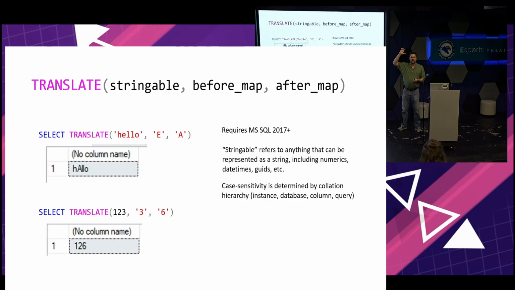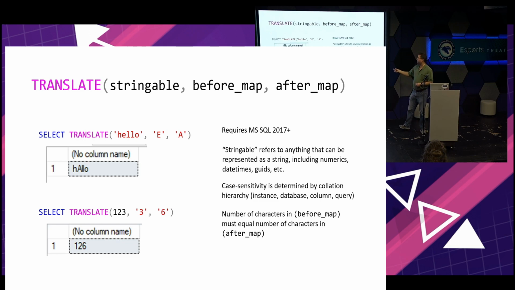Is your instance case sensitive when you installed it? If not, is your database case sensitive when you built it? If not, is your column set to case sensitive when you built the table? If not, did you say in the query, is this literal case sensitive or not? And the number of characters in before map must equal the number of characters in the after map. And it's perfectly fine to reuse characters as targets at the bottom. You can also put them in the source, but it won't do you any good.